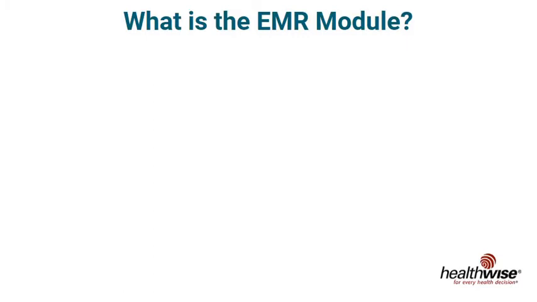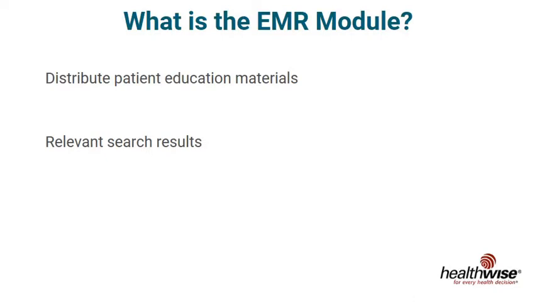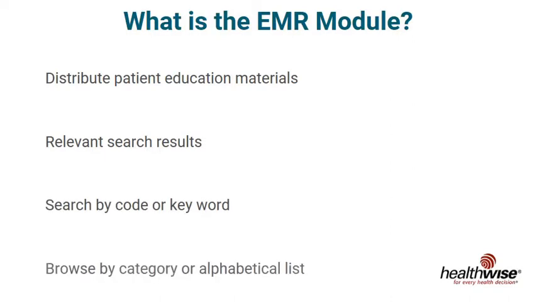Clinicians can use the EMR module to search, view, print, and send patient education materials at the point of care within an EMR. The EMR module generates a contextually relevant search result list based on clinical data and patient demographics, including age and gender. Clinicians can also search by code or keyword, as well as browse content by category or an alphabetical list, and then create a queue of documents for printing or electronic distribution to the customer.